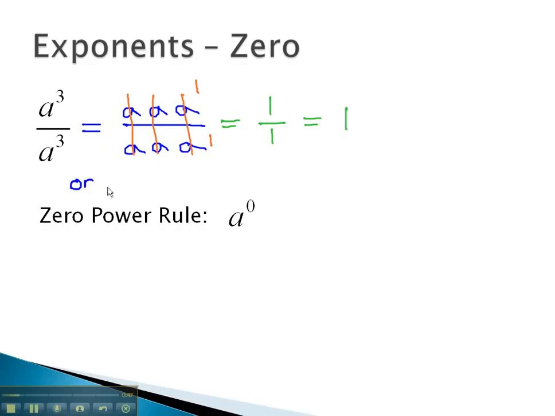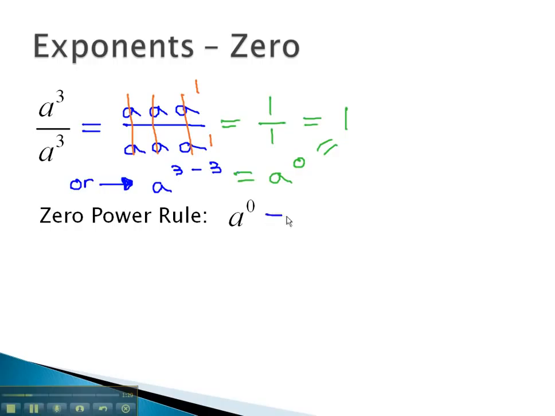However, we could have also simplified a cubed over a cubed using the quotient rule, where we subtract the exponents. a to the 3 minus 3 is a to the 0. Simplifying two different ways, we got a to the 0 for one answer, and 1 for the other answer. This must mean a to the 0 and 1 are, in fact, equal to each other.